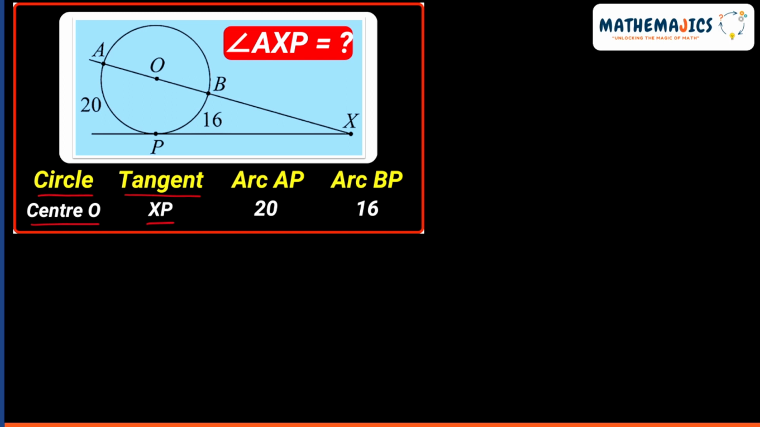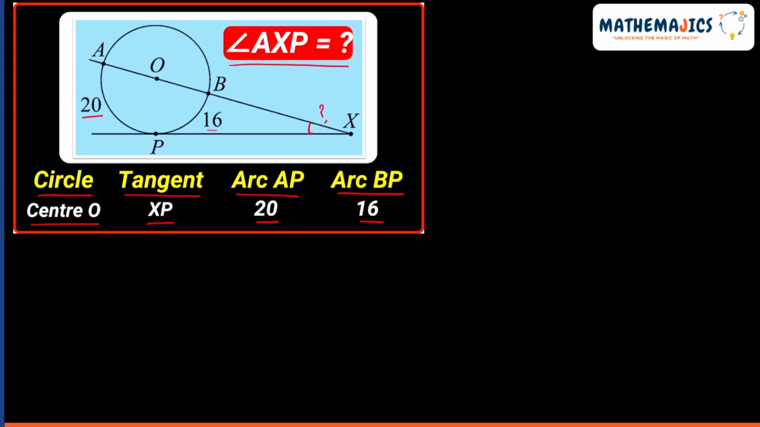This tangent XP is touching the circle at point P. We have an arc AP. The length of this arc AP is 20. And then we have one more arc BP. The length of this arc is 16. And what we need to find out? We need to find out angle AXP.